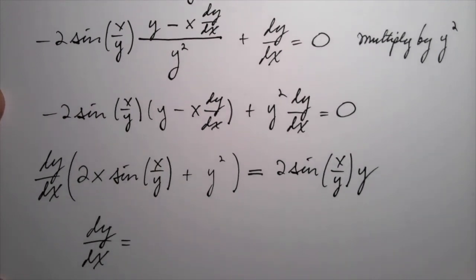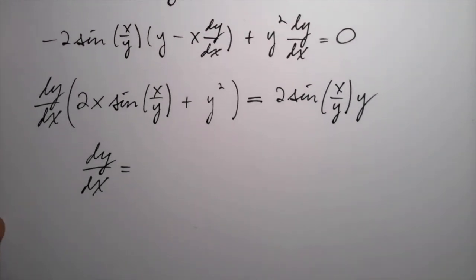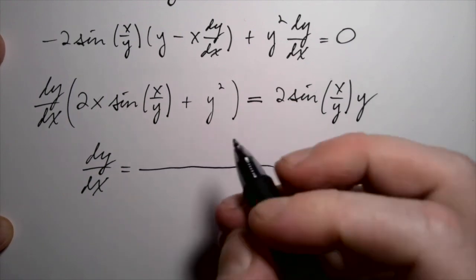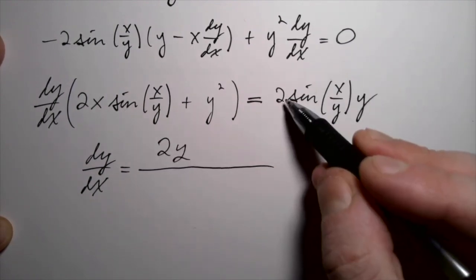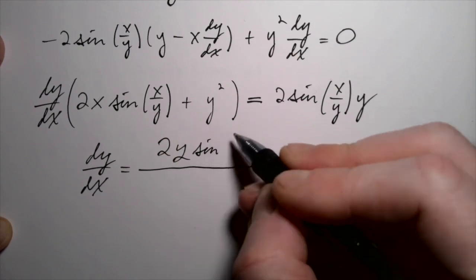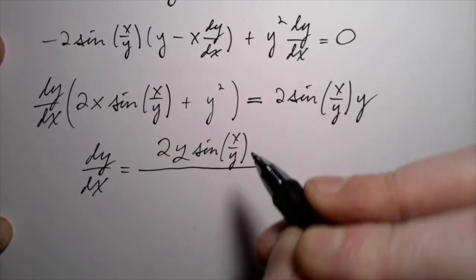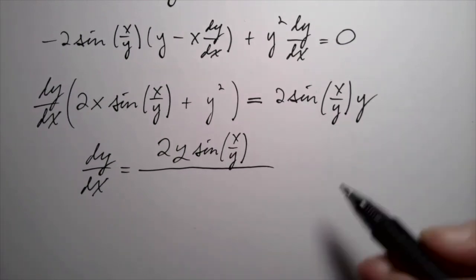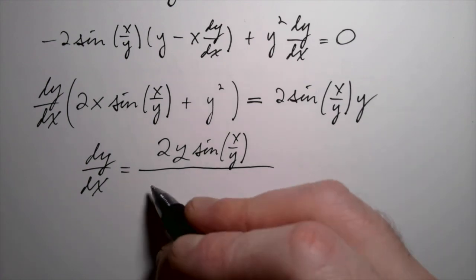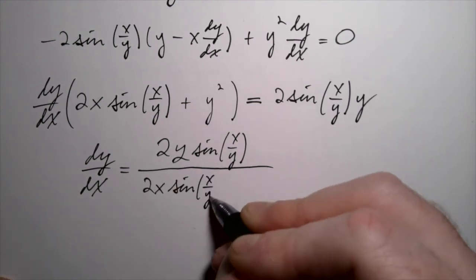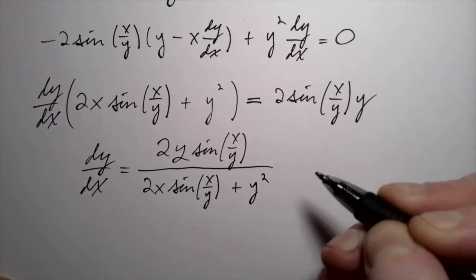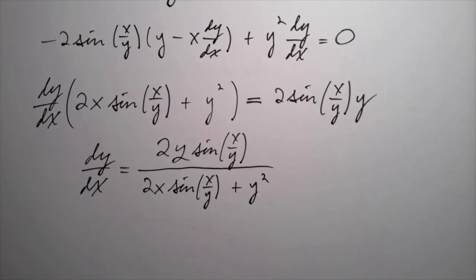Now I've accounted for all the terms, I'm ready to go, and I can just solve for dy by dx. What happens when I solve for dy by dx? I get a big old expression. I'm going to put the y out front before the sine. I think it looks a little bit prettier out there. So I get 2y sine of x over y, that's this term, and then I'm dividing by 2x sine of x over y plus y squared. So that's our formula for the derivative.